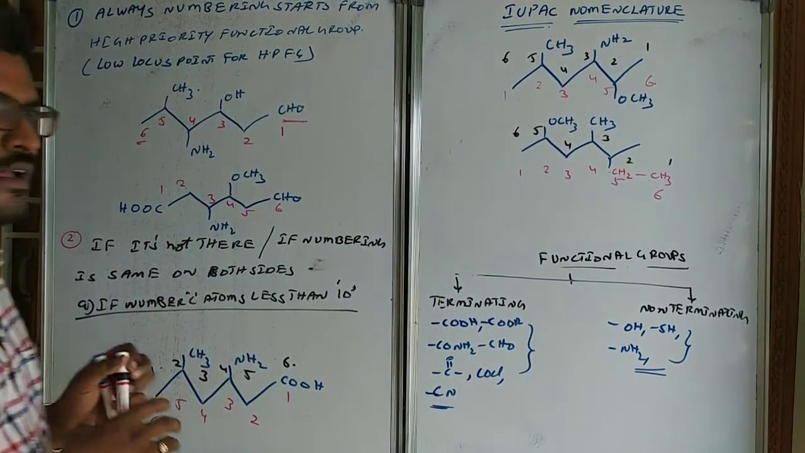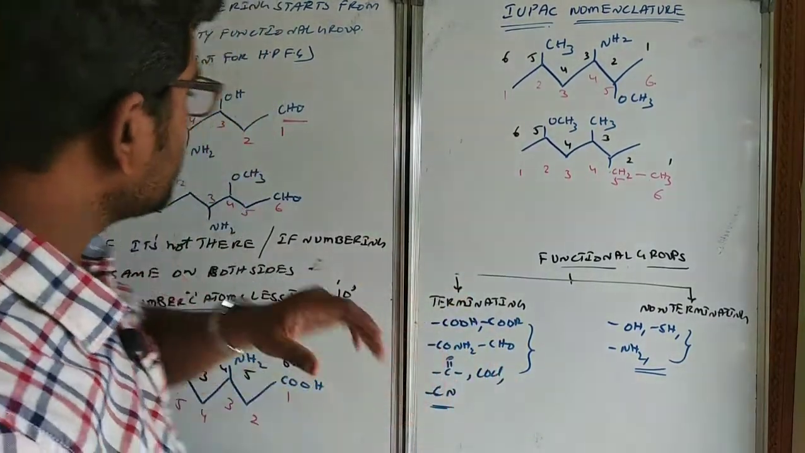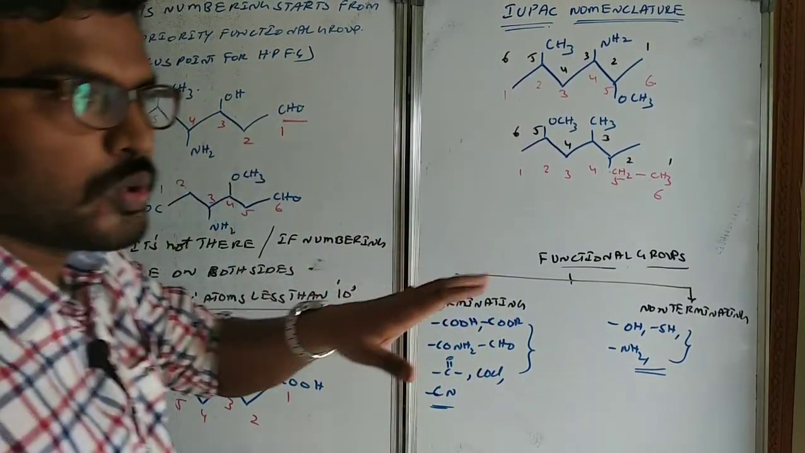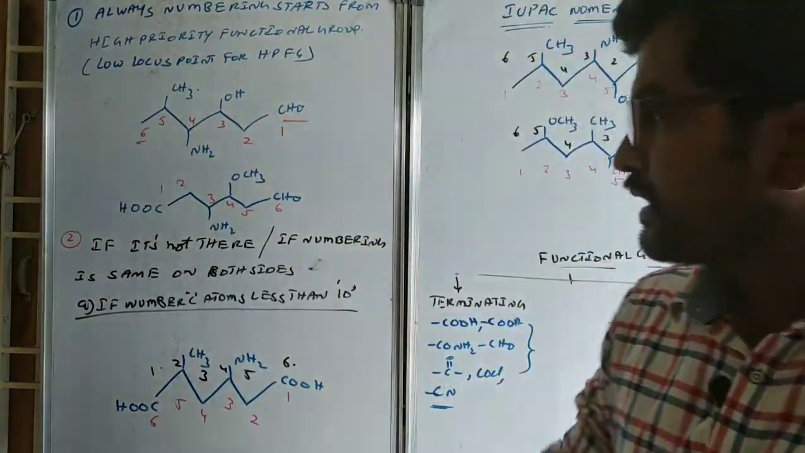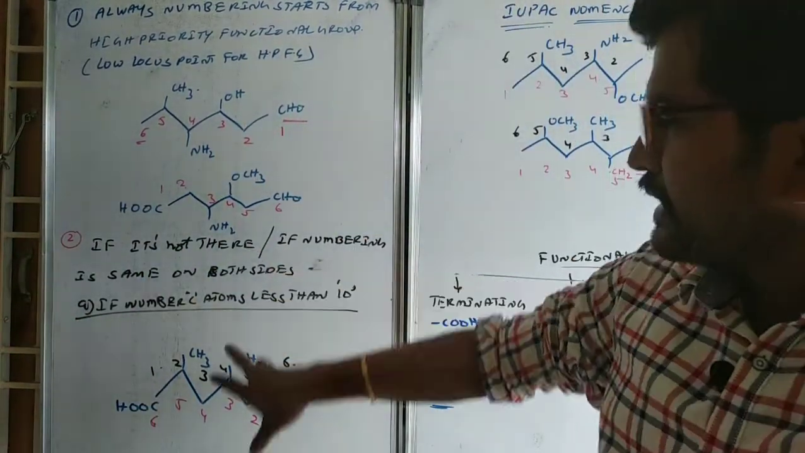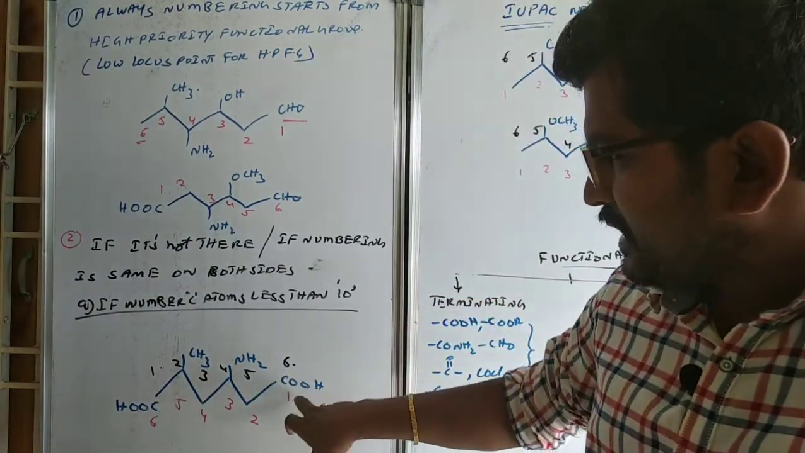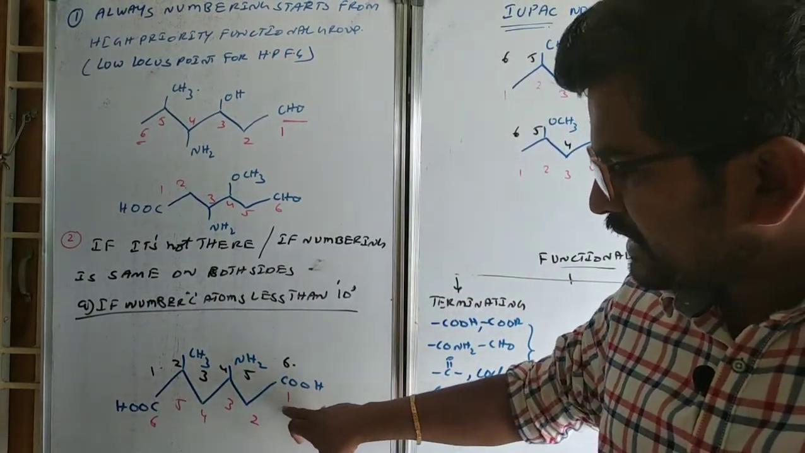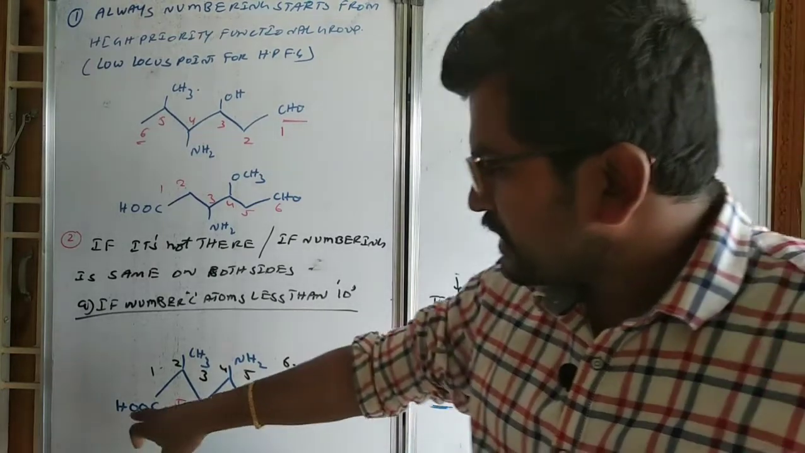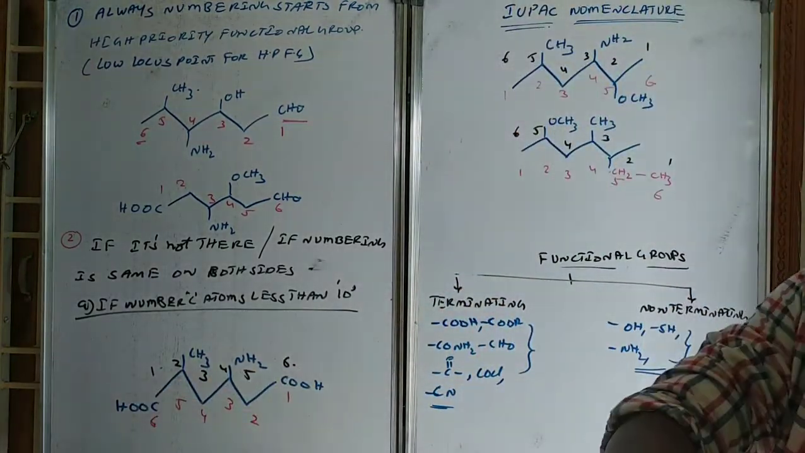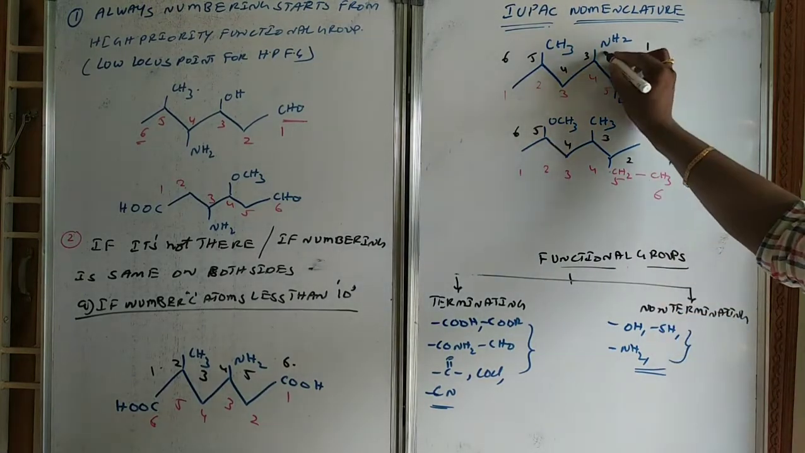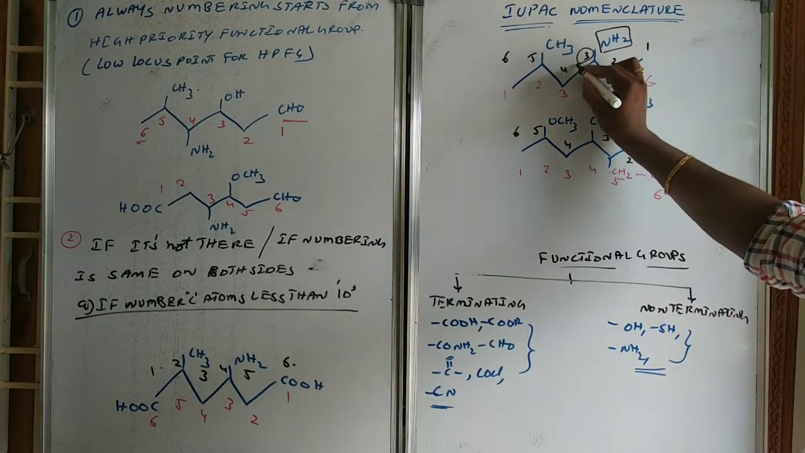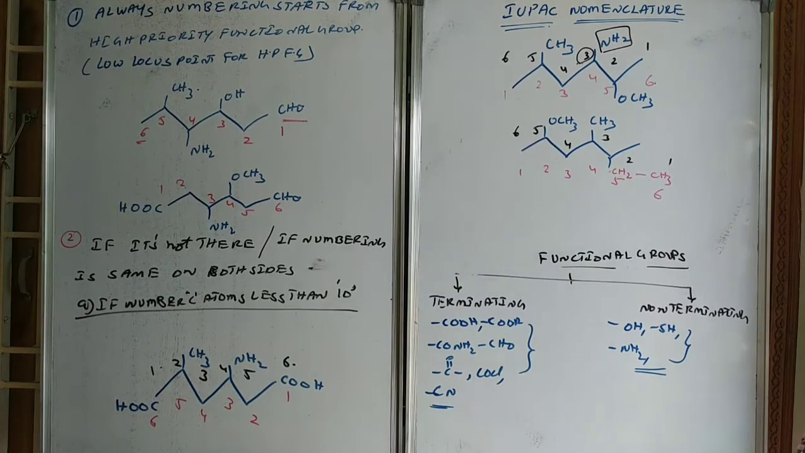Like this, if a high priority functional group is present, there is no confusion that you will number from the high priority functional group side. But if, from whatever side you number, a high priority functional group is there on both sides, you can start from either side. Or here nothing is there. But here amino is there, so amine will get the highest priority, and the remaining will get the substituent priority.